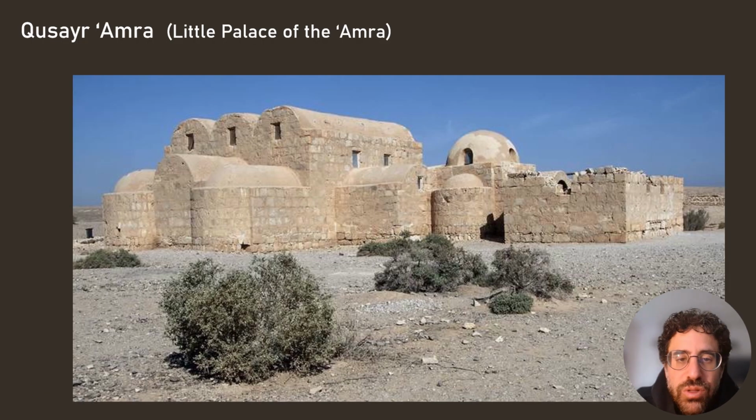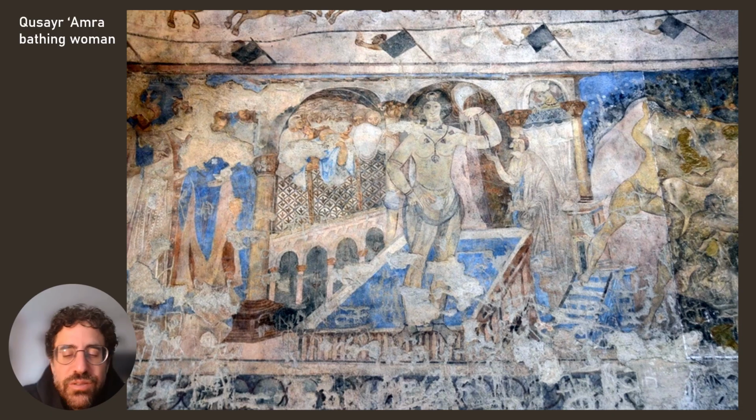Now, the most interesting palace of these all is a place called Qusayr Amra, where Qusayr means little palace. Amra is a name, so a little palace of Amra. And if you go into it, you actually have a massive set of frescoes depicting in the bathhouse and in different parts all sorts of different scenes, including this very interesting bathhouse scene of a bathing woman, and a whole variety of others. Clearly, this was meant to be a luxurious place.